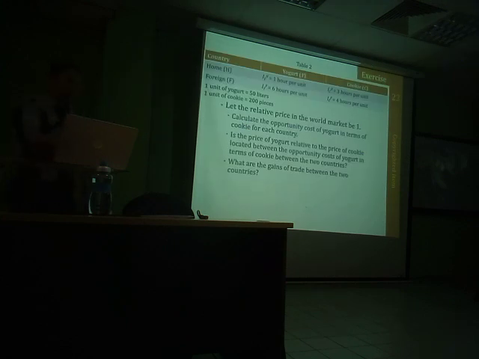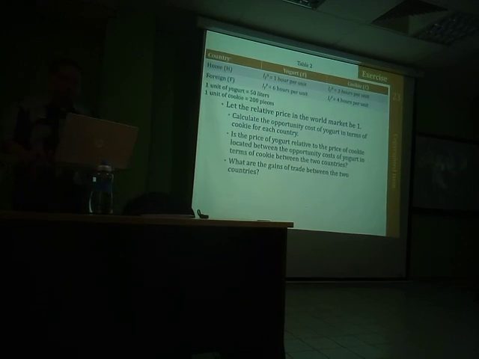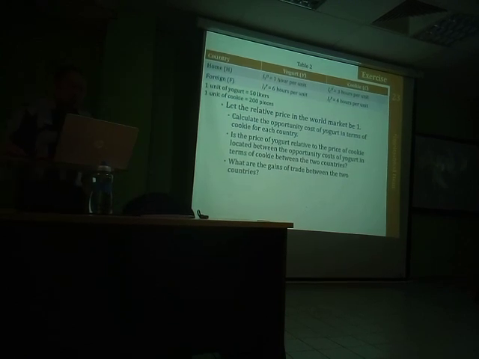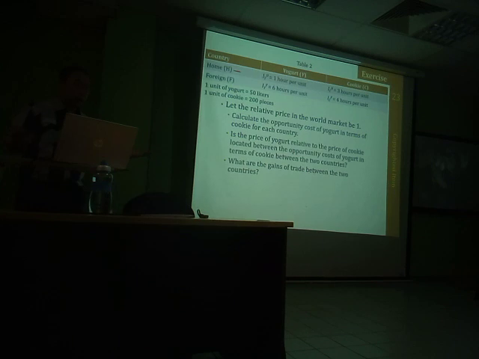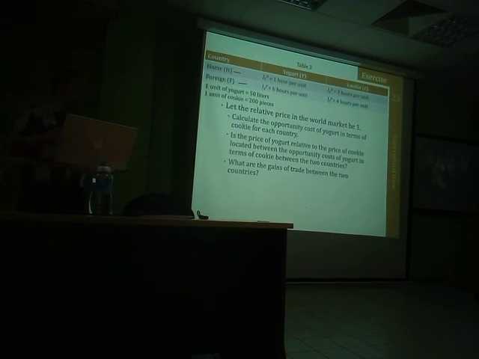Okay. Let's do some exercise. This is an exercise I want you to do. You need to do some calculation. Now in this table, what I have here is home, like Malaysia, for example, okay? And foreign, it can be any countries, but not Malaysia. In this table, we consider two products here. We have yogurt and cookie.